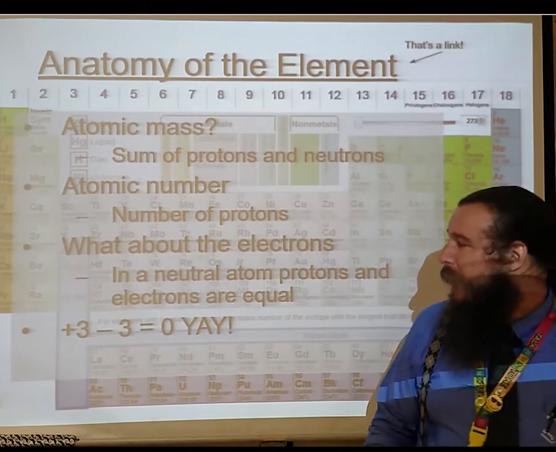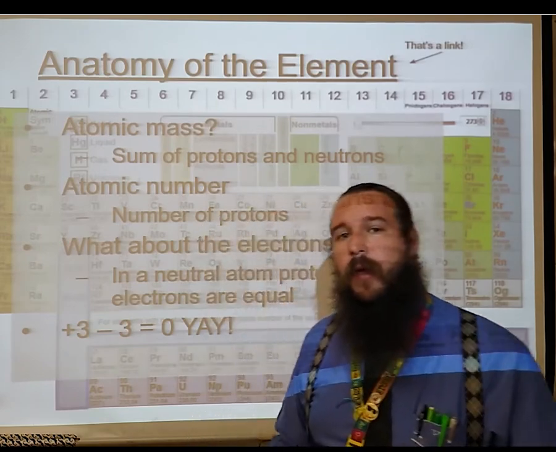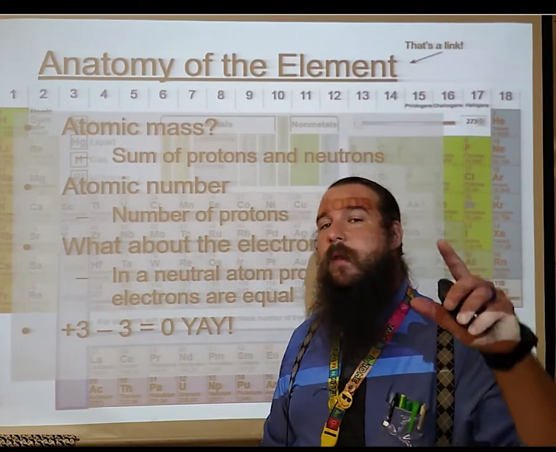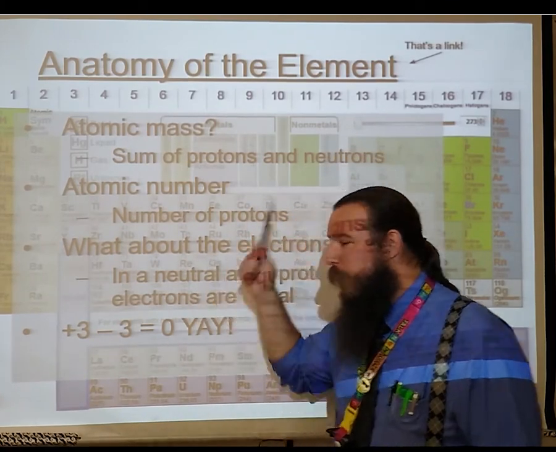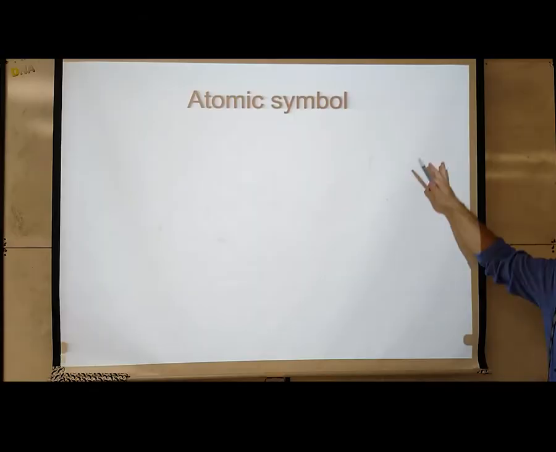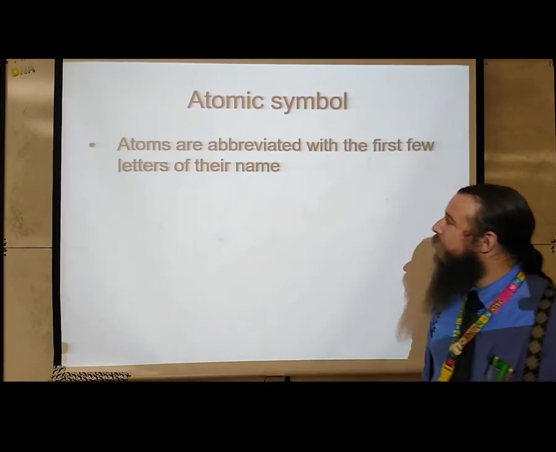So in a neutral atom, the atomic number is the number of protons, and because there is no charge, it will be the number of electrons. Now, if there's a charge, it's going to be different, but since there's no charge, it's not. You're welcome. To organize this information nice, quick, and easy, we utilize what is called the atomic symbol.